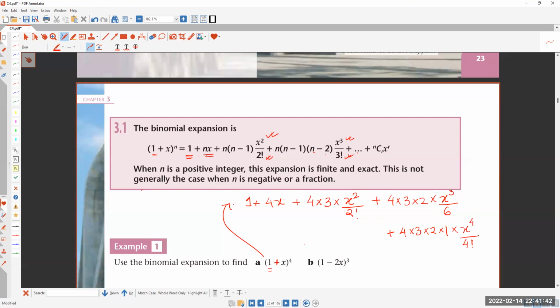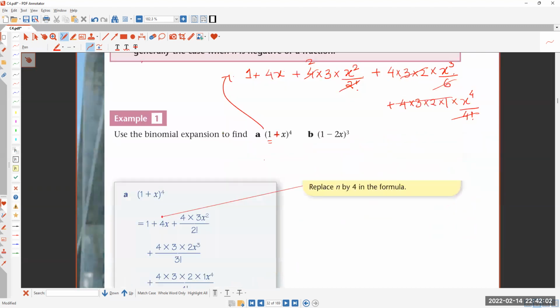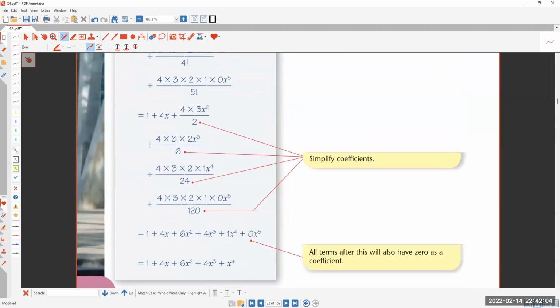Yes. Okay, now you can simplify them if you want to. 2 ones are 2, 2 twos are 4, 3 twos are 6, so this is going to be 6x squared. Then here 3 twos are 6, so this is going to be 4x cubed. Here 4 3 2 1 cancels, and only x raised to 4 will be there. So let's check the mark scheme, what they wrote: 1 plus 4x, 6x squared, 4x cubed, and x raised to 4.